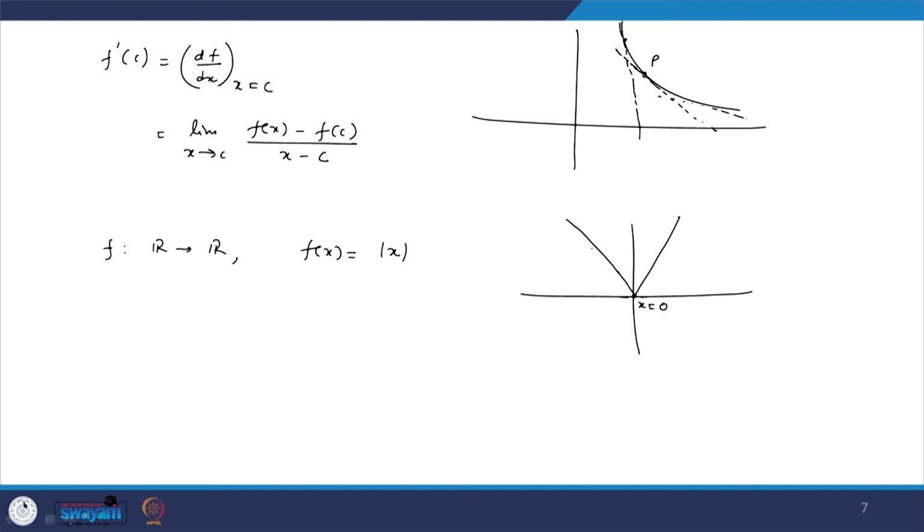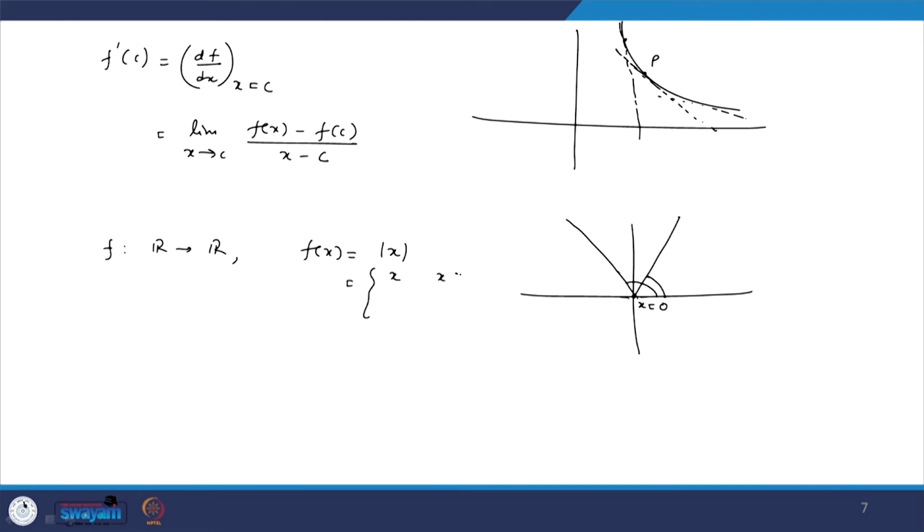When we talk about the slope or tangent of this function from the left side, it is minus 1. You can see this is minus 1, and if you take the slope of this function from the right side, it is plus 1. So, that means the function is not differentiable at x equal to 0. However, it is continuous at x equal to 0. We can also show it.